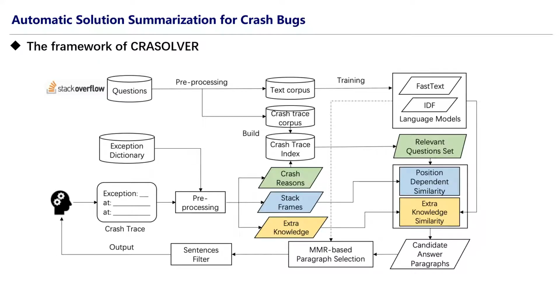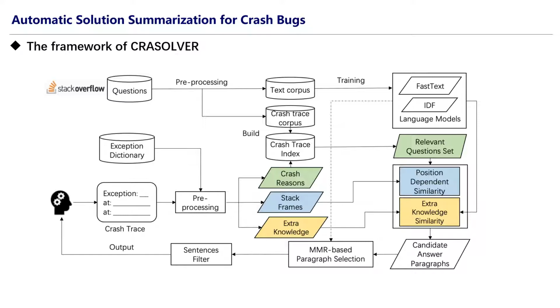To address this, we propose CraSolver that takes a crash trace as the input and then returns a solution summary for the bug. Our approach has three stages. The first stage is pre-processing and preparation. We use Beautiful Soup and regular expressions to extract all questions with crash traces based on heuristics offline. We need to prepare the following materials to support our approach.